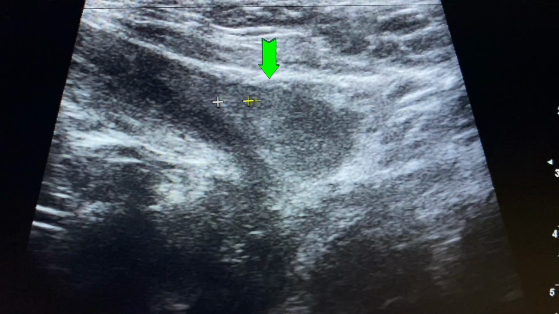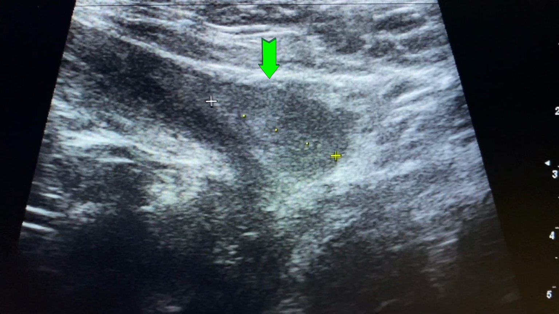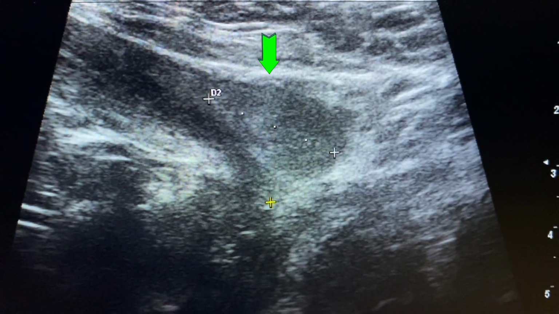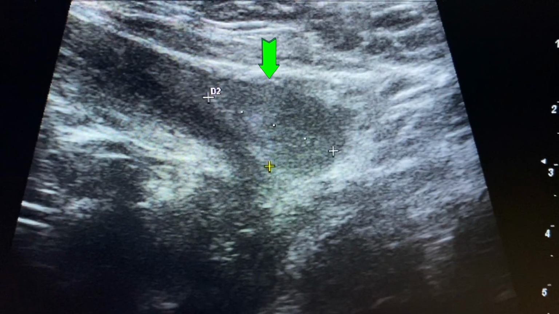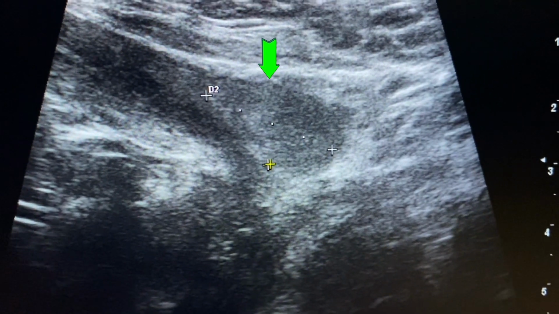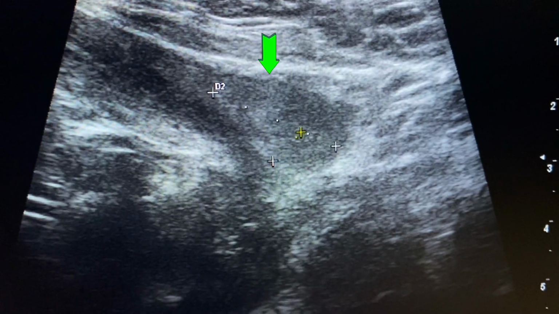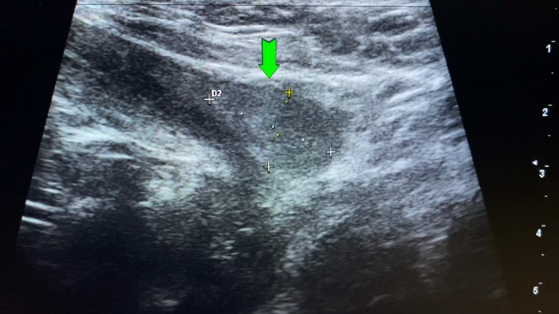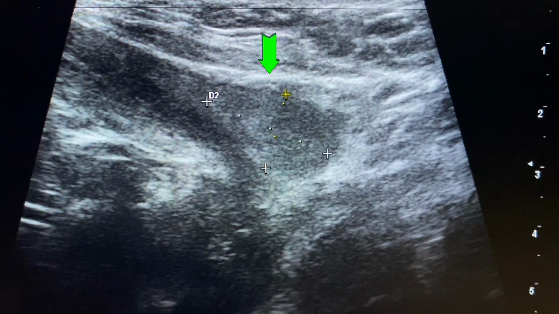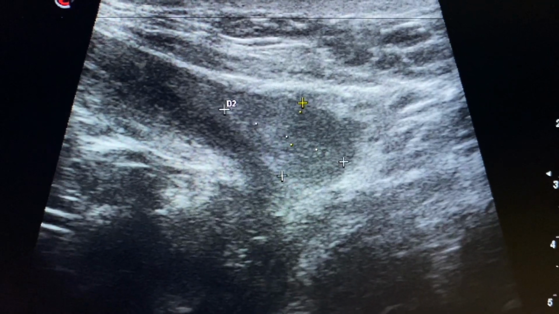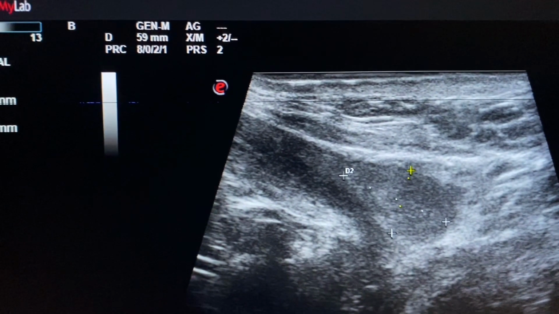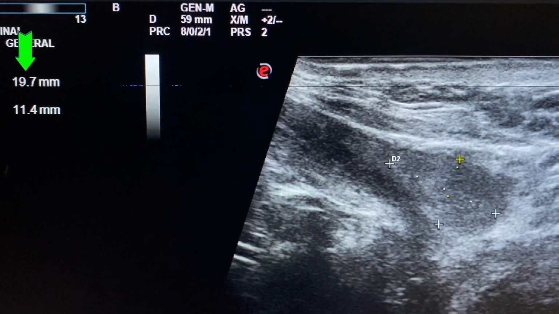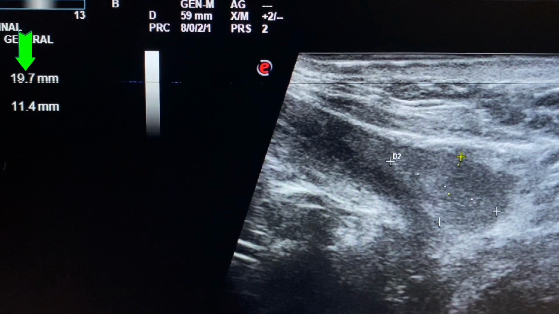Now we will measure the size of the testis. The size of the testis is 19 by 11 millimeters.